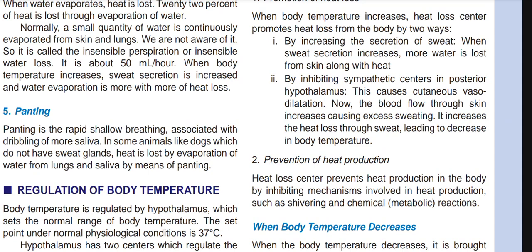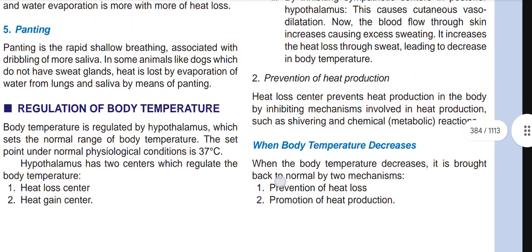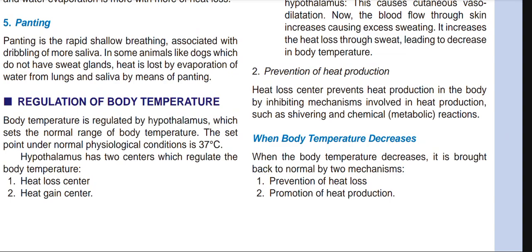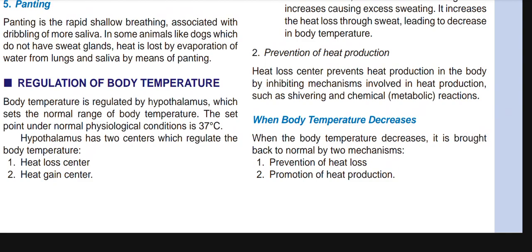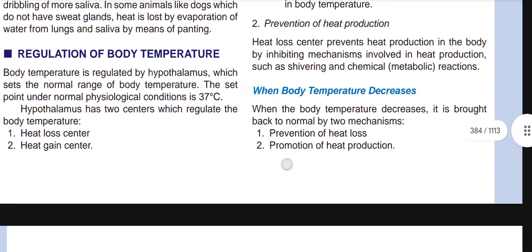It increases the heat loss through sweat, leading to a decrease in body temperature. So one is vasodilation in the cutaneous part, and one is secretion of sweat. Now, prevention of heat production. The heat loss center prevents heat production in the body by inhibiting mechanisms involved in heat production, such as shivering and chemical or metabolic reactions. So, it will cut down the metabolic reaction and shivering process.